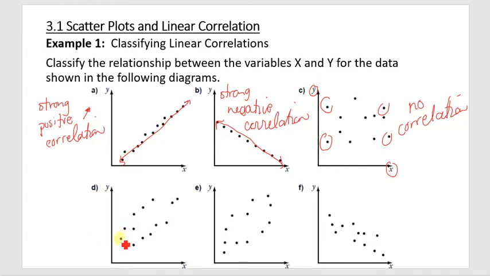And D, we do see that it goes up to the right, but it's not as strong. So let's call this a moderate positive correlation. So again, positive means that it's going up to the right, and moderate means that the points are a little bit further. If we take a look at the actual distance between the points and the line, they're a little bit further from the line than A or B.